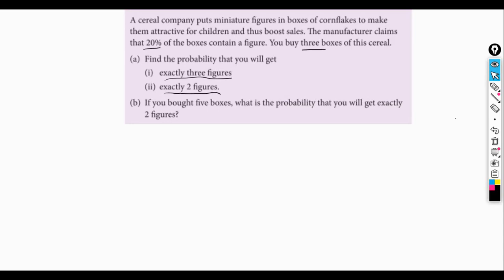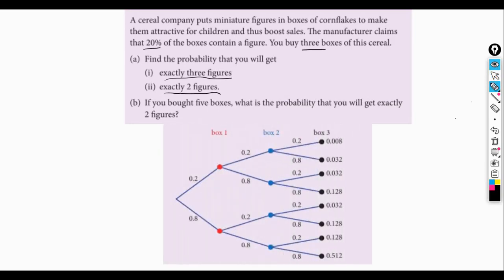So for this, we're going to take a look at the tree diagram. Notice that here we have all the different possible paths. We can get figure, figure, figure, which is the case that would answer part 1, exactly 3 figures. There's only one chance of doing that, and that is equal to 0.2 times 0.2 times 0.2, and this is 0.008. So 0.8% chance.